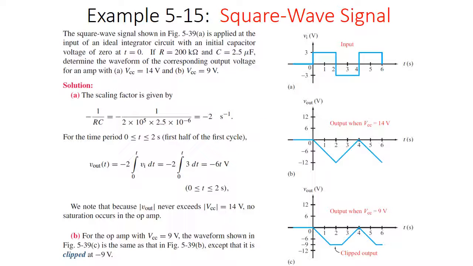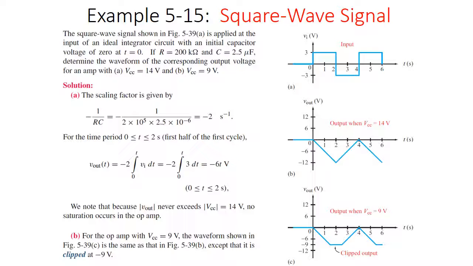Here we're going to look at our first calculation. We have a square wave signal coming in, shown in A. That's a pretty standard square wave signal: 0 up to 3, down to minus 3, up to 3, down to minus 3. All intents and purposes, a very standard input for a square wave. You could make this with your 555 timer.